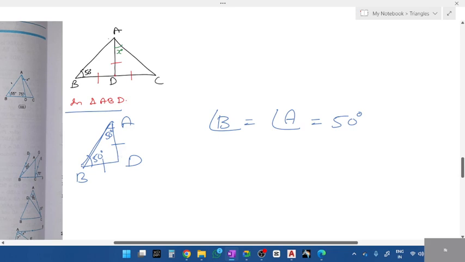How will you find angle D now? Which formula do we use? Sum of interior. Yeah, apply sum of interior, find angle D. Just by using sum of interior and exterior angle, you can find all the answers. Even straight line is not required. So angle A plus angle B plus angle D is equal to 180 degrees.